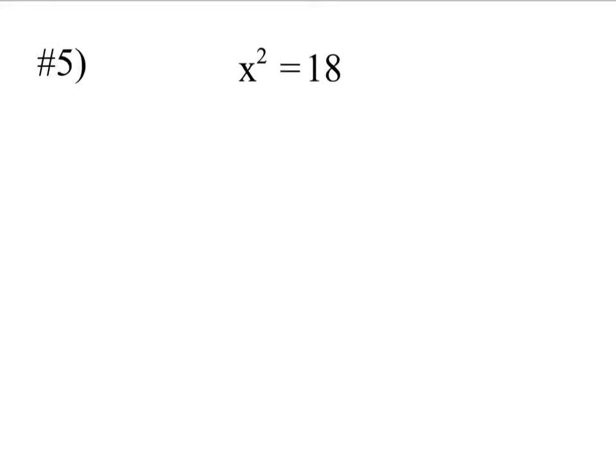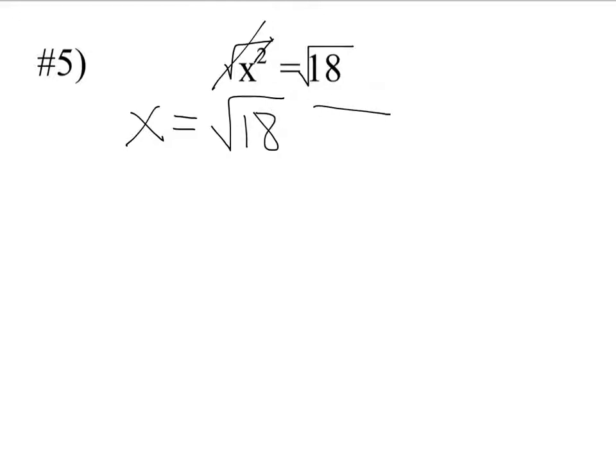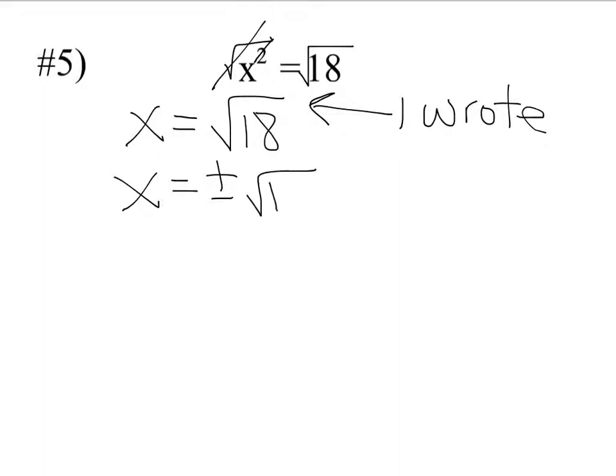Alright, number 5 says x squared equals 18. Since the squared is already by itself on the left, I'm going to square root both sides. Your square root and your squared cancel, leaving you x equals the square root of 18. But again, I wrote the square root. If you write the radical, then it's plus or minus. So this is x equals plus or minus the square root of 18.